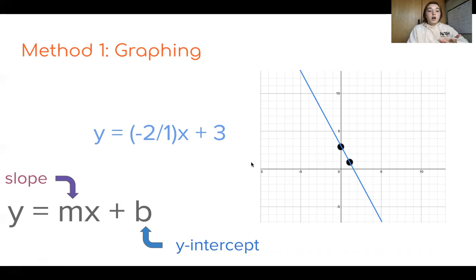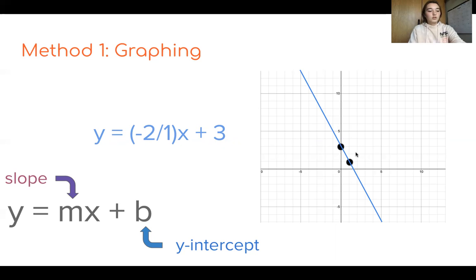Now, if this was a +2, for instance, we would go up 2 and over 1 to the right. And if it was like -1/2, then we would go down 1, because the 1 is on top, and over 2, because the 2's on bottom.